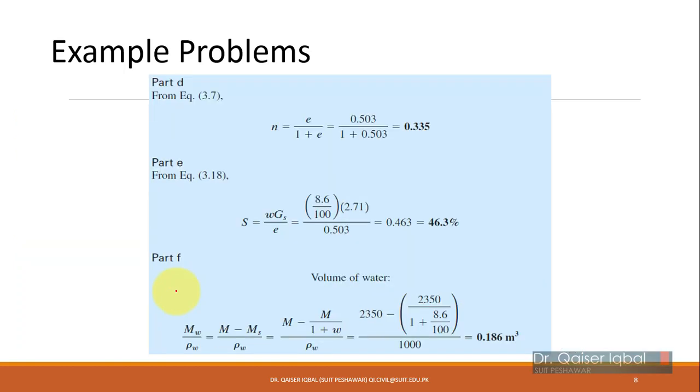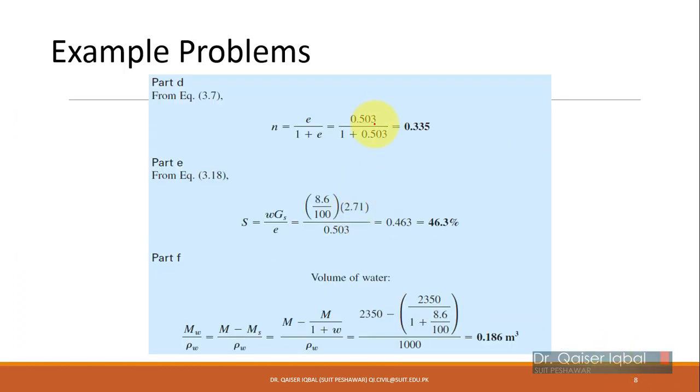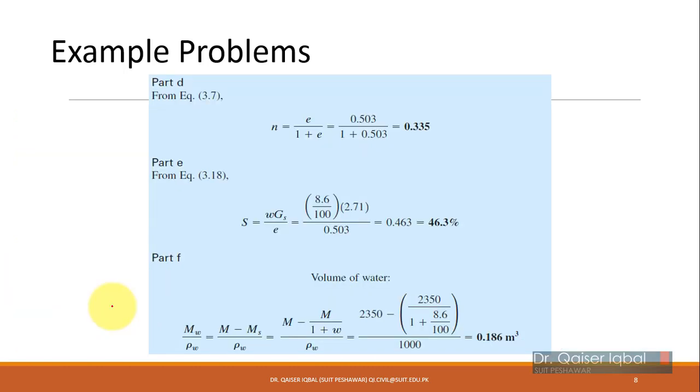Now the next is about the porosity. You can see the porosity is equal to void ratio divided by 1 plus void ratio. This is one of the very first equations which we derived. Just putting the value of void ratio as 0.503, which we just derived previously, so 0.503 divided by 1 plus 0.503. So the porosity of this soil is equal to 0.335. So number 4, part D, which is the porosity, is also checked, we have determined that.